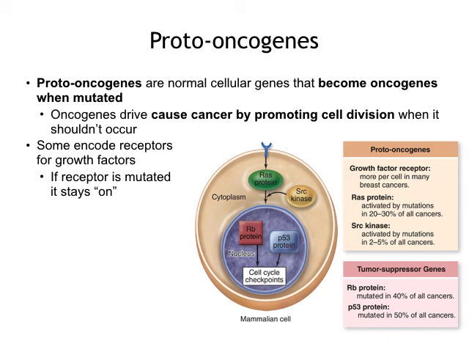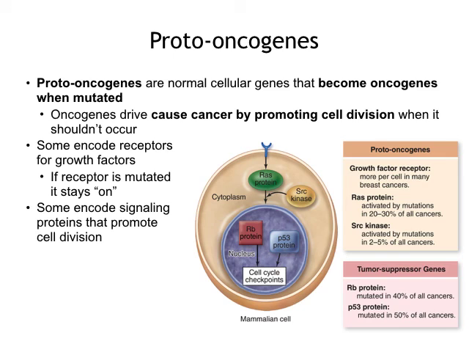Some of these proto-oncogenes encode receptors for growth factors. So basically, if the receptor is mutated, it stays on, and it's telling the cell to divide over and over and over again. Some of the proto-oncogenes encode signaling proteins that promote cell division. Some of these are kinases like RAS and SRC. Some of these are transcription factors like E2F. Some of these are CDKs and cyclins, right?